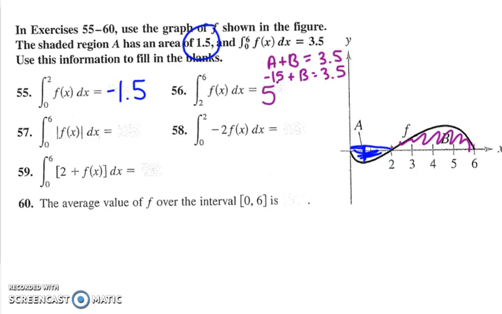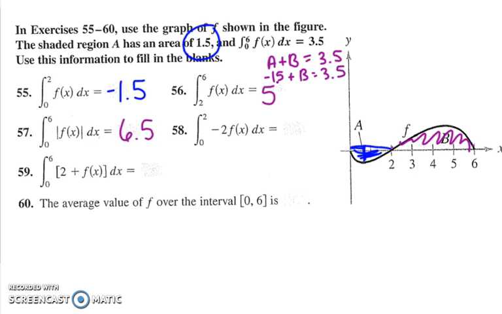Okay. Next one then, the absolute value of f of x. So absolute value just means that anything that lies below the x-axis is now flipped above the x-axis. So when you're talking about 5 that we just found for number 6. That's going to be a total of 6.5.